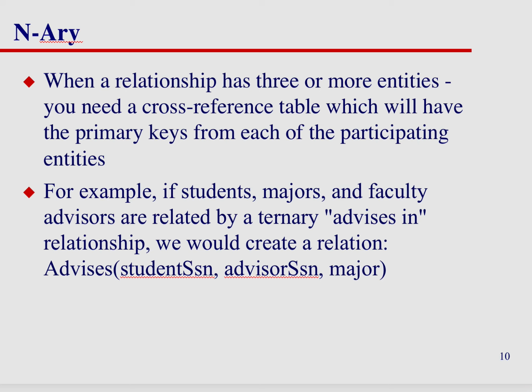And here's my example. Let's say student, majors, and faculty advisors were all connected in a ternary relationship. Then you would have to put every single primary key in there. The student social security number, the advisor social security number, the major. You'd have to put everything in there together. So that's something to keep in mind. If you have a ternary, then your relationship automatically becomes a table, and you have to put the primary key from each of those three in there, or more if you have more than three entities.